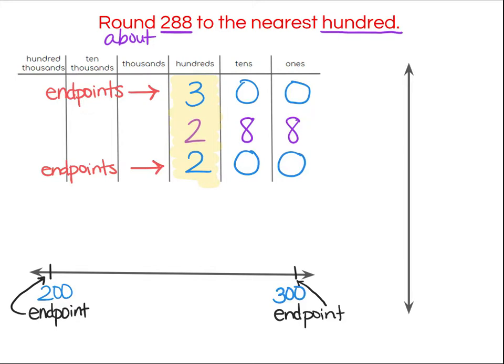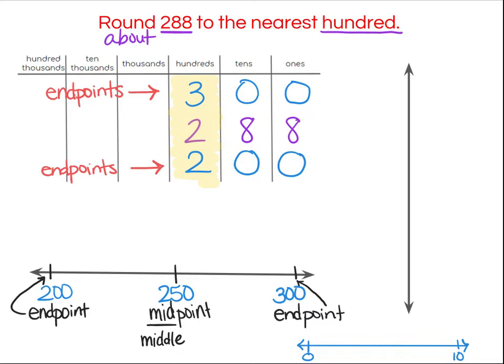Our midpoint would be the number in the center, exactly between 200 and 300. The mid stands for the word middle. So our middle point is exactly between 200 and 300. Between 200 and 300 is 250. We know this because on a number line, we have 0 and 10. In the middle is 5.